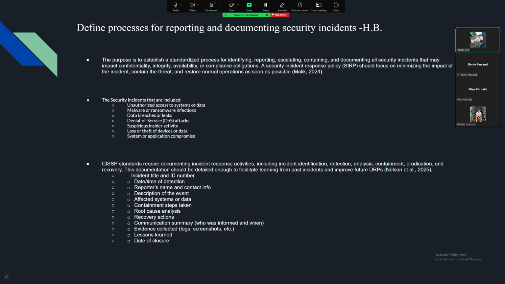We must thoroughly document every phase of an incident, and this includes when and how it was detected, who reported it, what systems were affected, what actions were taken to contain and fix it, what we learned, and what evidence was collected. This documentation not only helps with audits and compliance, but it also improves our future disaster recovery planning. Learning from past incidents is how we can grow stronger.